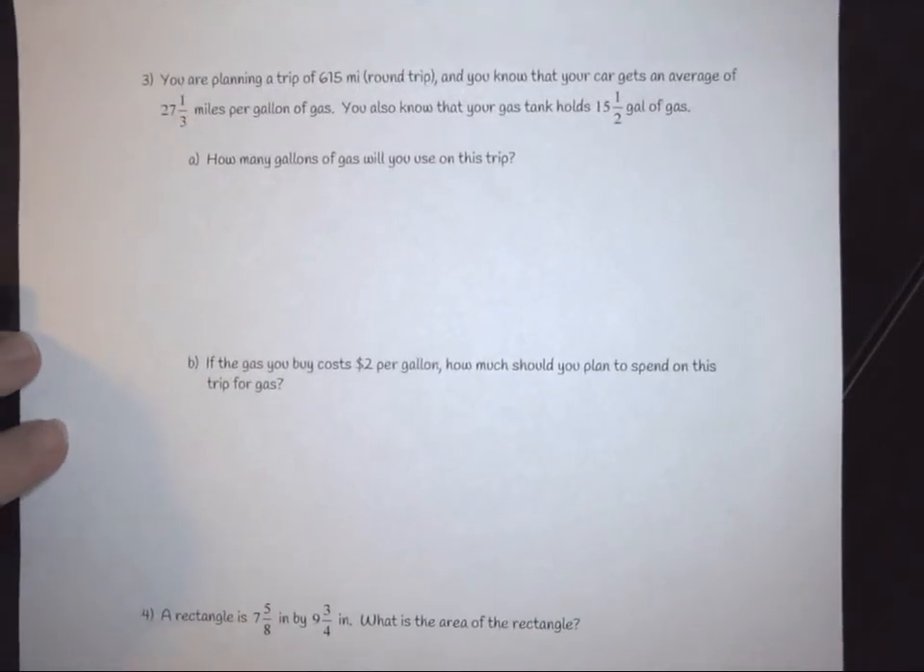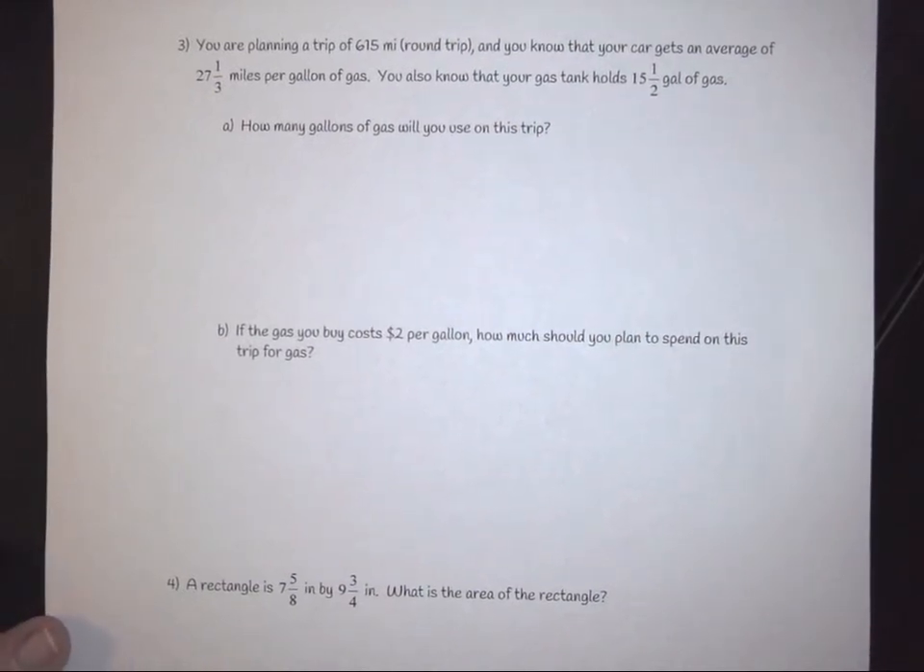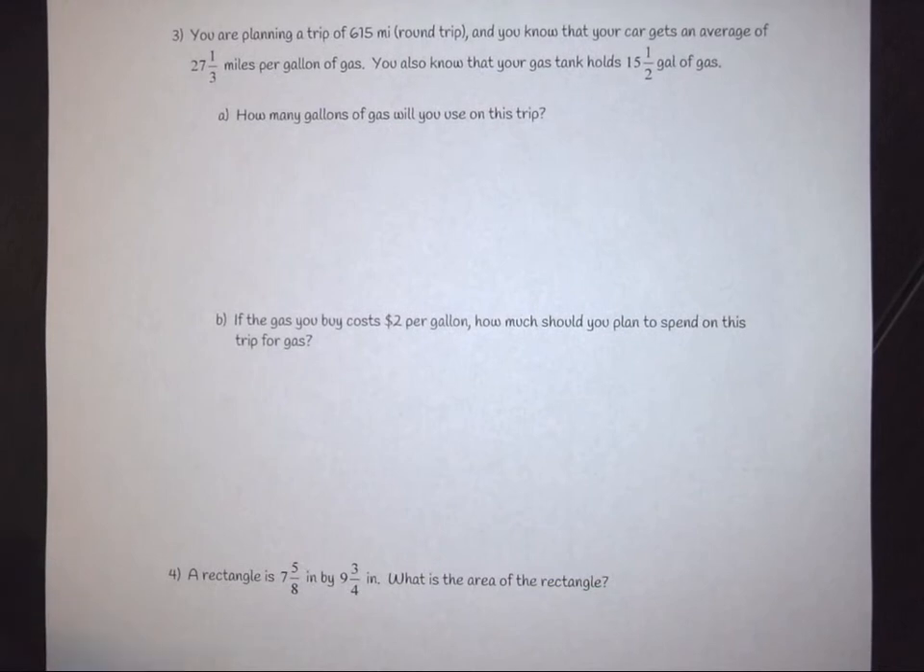This next one is a multi-part one, and it has a little bit of relation to those of you who drive. It says you're planning a trip of 615 miles round trip, and you know that your car gets an average of 27 1/3 miles per gallon of gas. You also know that your gas tank holds 15 1/2 gallons of gas. The first question says, how many gallons of gas will you use on this trip?